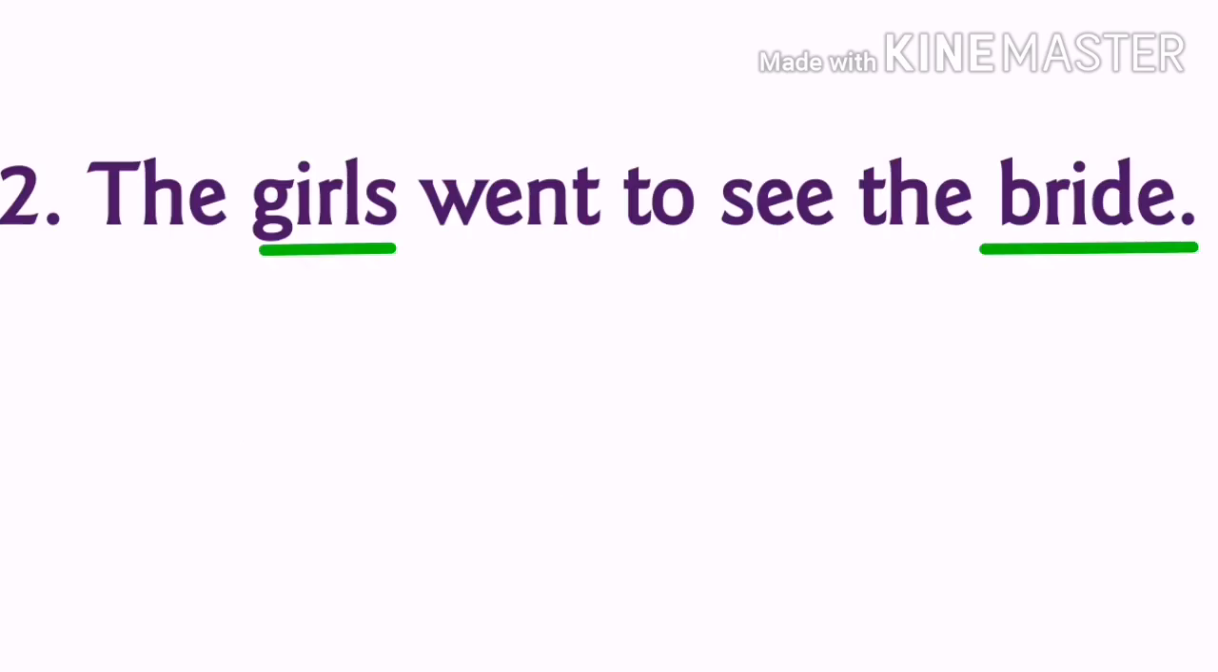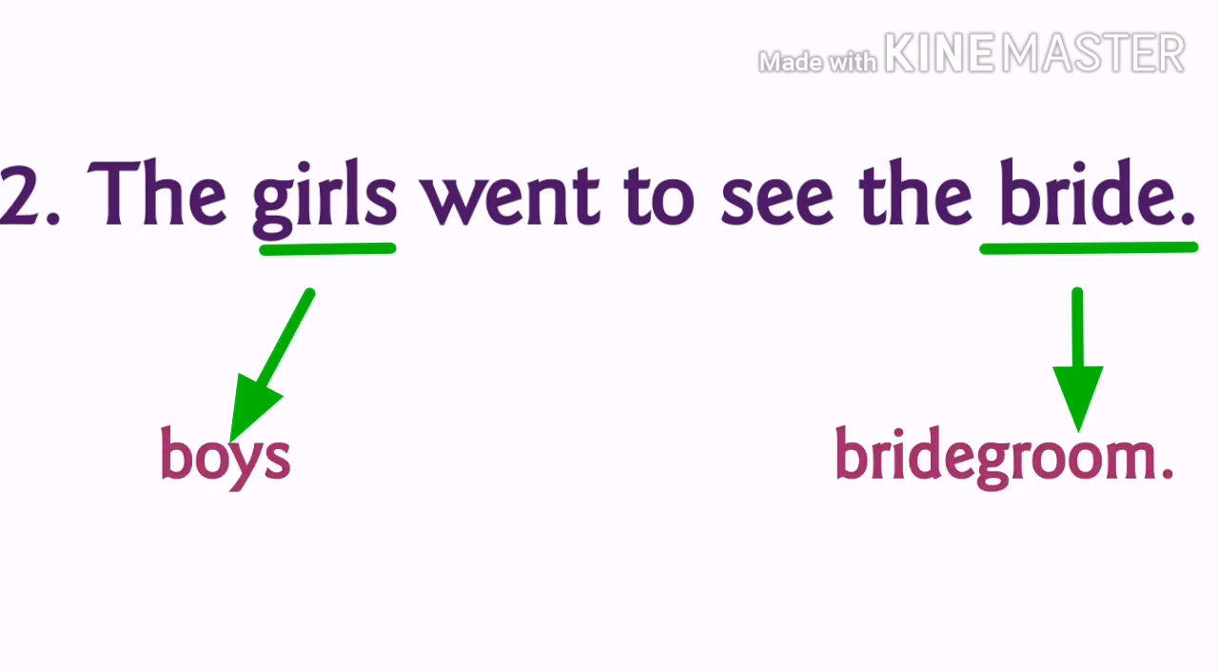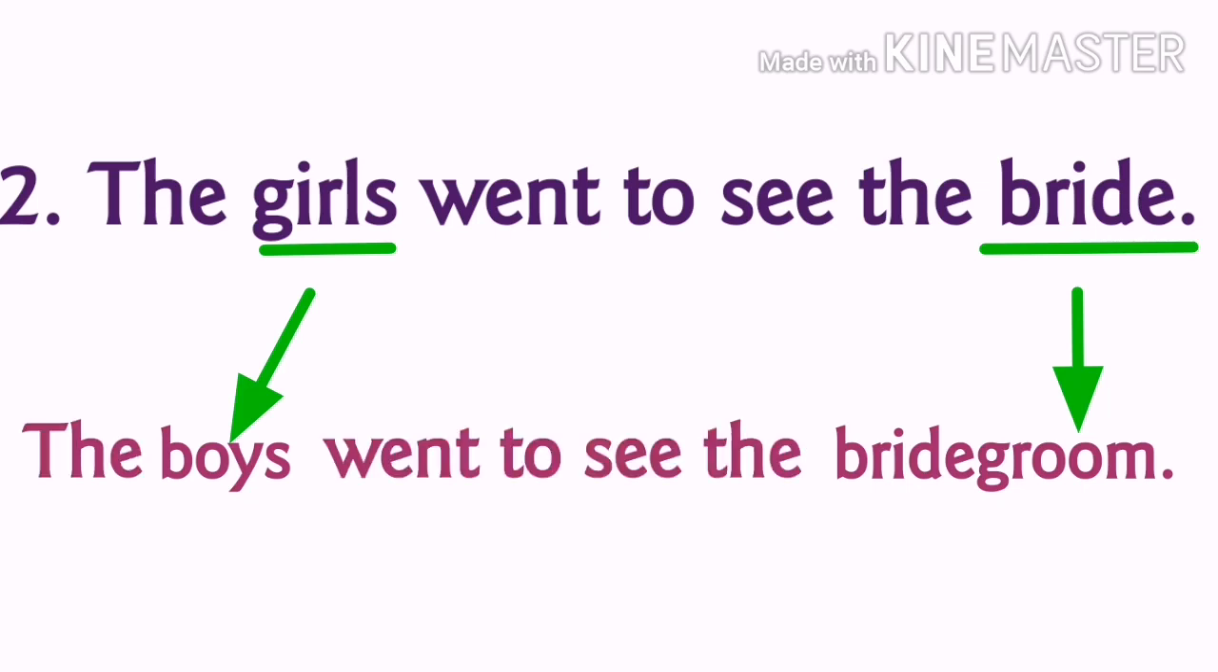Next one. The girls went to see the bride. Here, two words are underlined. Which are they? Girls and bride. Girl is a feminine gender and bride is also feminine. So we need to change them. Girl opposite boys. Bride opposite bridegroom. So the sentence will be like this. The boys went to see the bridegroom.